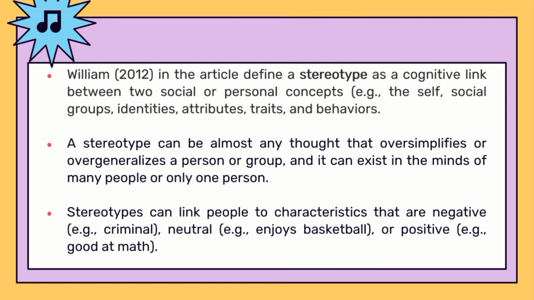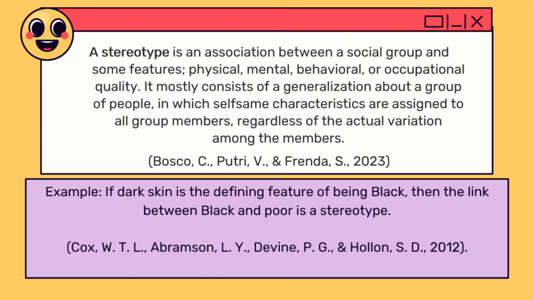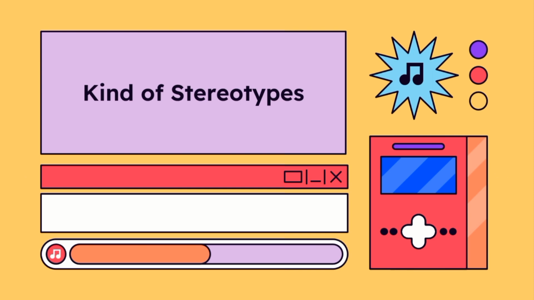Stereotypes can link people to characteristics that are negative, such as criminal, neutral, such as enjoys basketball, or positive, such as good at math. A stereotype is an association between a social group and some features, such as physical, mental, behavioral, or occupational quality. It mostly consists of a generalization about a group of people in which the same characteristics are assigned to all group members, regardless of the actual variation among the members. Example, if dark skin is the defining feature of being black, then the link between black and poor is a stereotype.